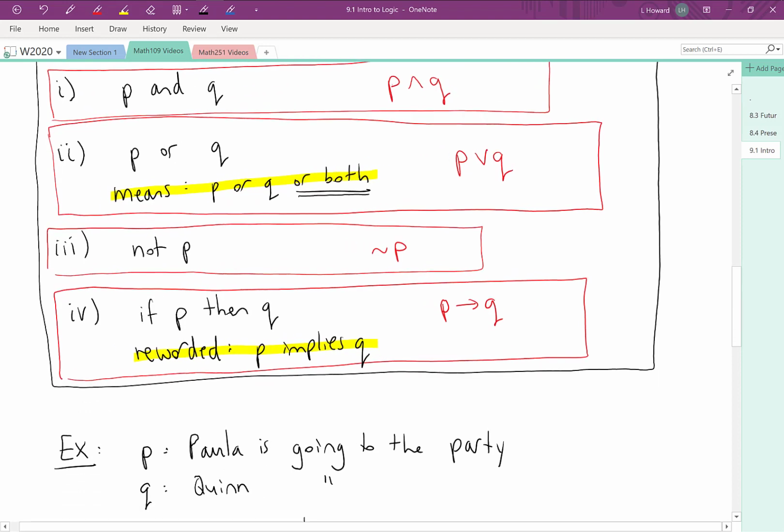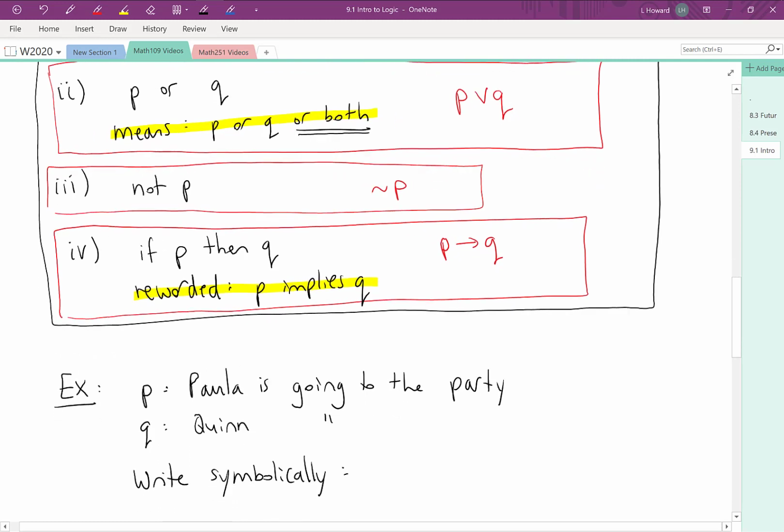Imagine that there is a party going on. So this party is happening sometime in the future when physical distancing is over, because right now, I think we all know parties are not cool, but at some point in the future, there will be parties again. And statement P is representing the fact that Paula is going to the party. Q is going to represent the fact that Quinn is going to the party. So we have these two people, Paula and Quinn, who may or may not be going to the party.